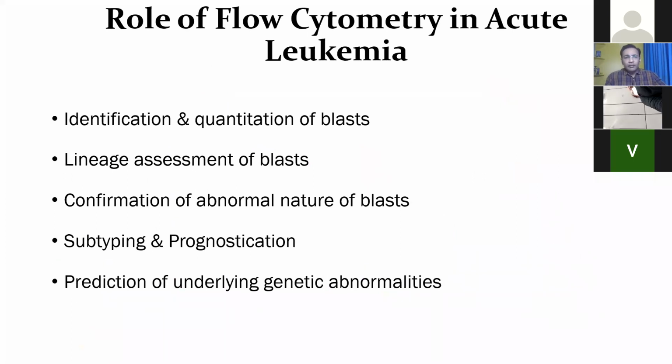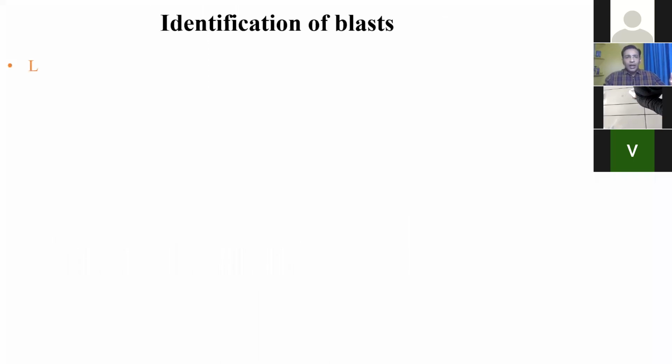Now, when we have leukemia, how do we approach? First, as I already mentioned, our first aim is to identify and quantitate the blast. Then assessment of the lineage of the blast. Then confirmation of their abnormal nature, prognostication, and underlying genetic abnormality. So many markers also help you to identify, or at least indicate, what kind of genetic abnormality can be present in this neoplasm. So I'll just show you how we look at these cells.